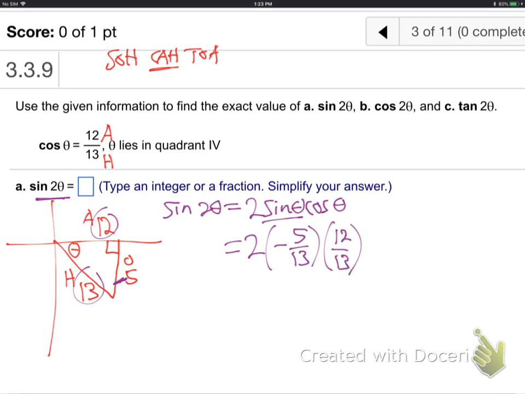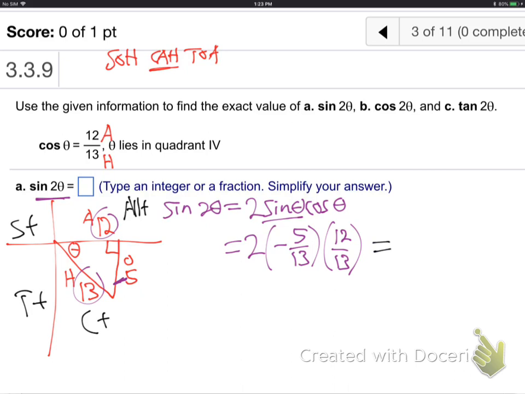Is everybody good with that, with the signs there? Or you could do the All Students Take Calculus thing, right? All are positive, students take calculus. Only cosine's positive. Here I'm in the fourth quadrant. Only cosine's positive. Cosine is positive 12/13. The other ones are negative, so sine would be negative. So either way, you can do that or just look at the right and down. The 5 has to be negative, so the sign has to be negative. Multiply that together.